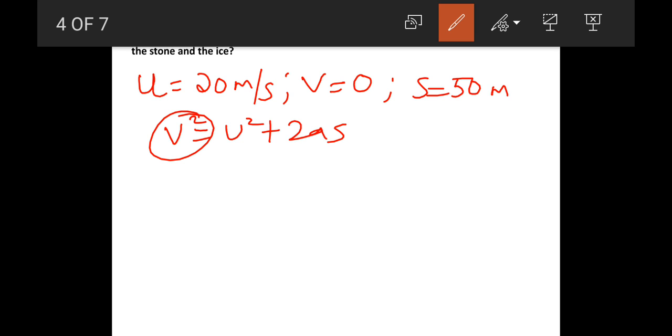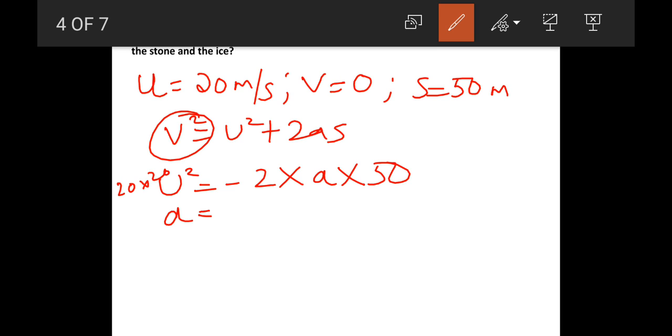So v square will go to 0. So 0 is equal to u square minus 2 into a, you have to find, and s is your 50, and instead of this u square you can write here 20 into 20. So when you solve this, what value of a are you going to get? a equal to minus 4 meter per second square, because your velocity decreases. The negative sign is showing that velocity is going to decrease.